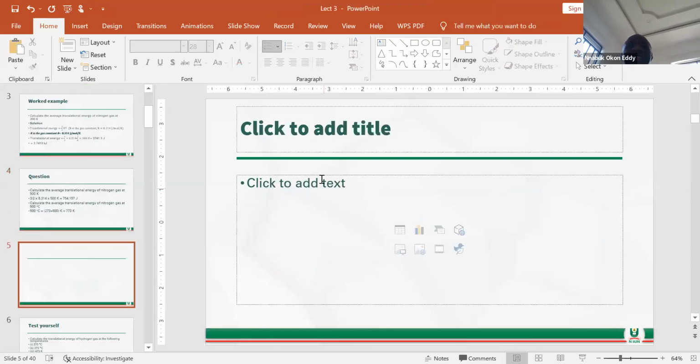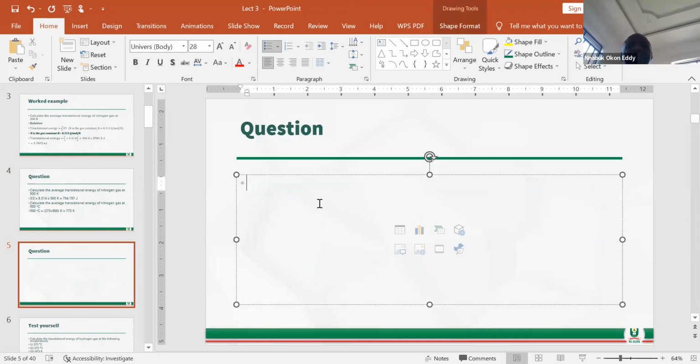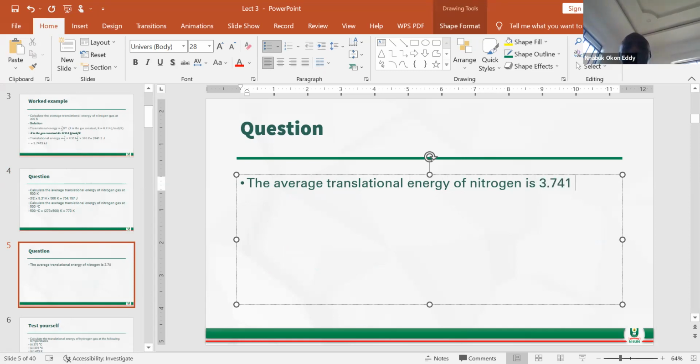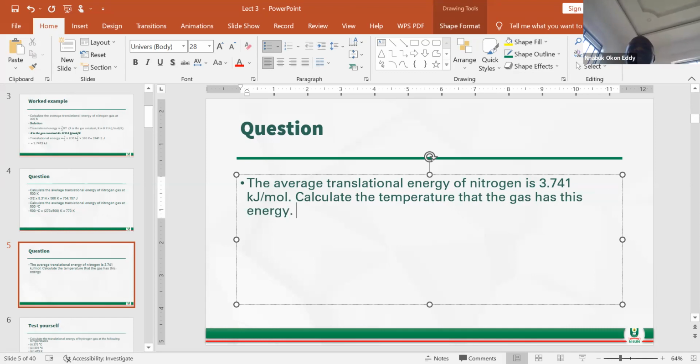Now, let me try you with a certain equation. The average translational energy of nitrogen is 3.7413 kilojoule per mole. Calculate the temperature that the gas has at this energy. Can somebody try? Can you explain how you can calculate this kind of problem? Yes, yeah, can you explain to me? You can try. When you try, after trying, we'll see if you really have the answer.